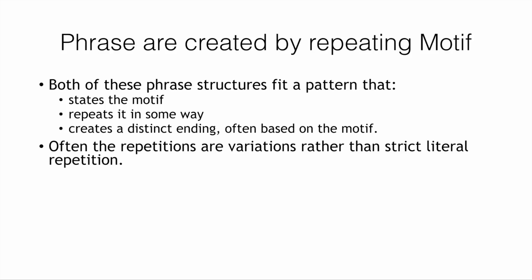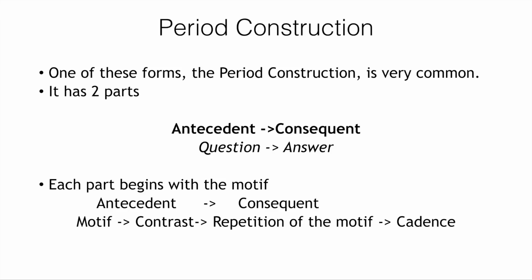When we're talking about repeating the motive, there are lots and lots of different ways in which we can repeat the motive, so it wouldn't be a literal repetition, but it could be. There are lots of techniques that are regularly taught about the different ways of doing varied repetition. One of the types of structure based on repeating a motive is called a period construction, and this is very common. It has a question and answer sort of structure. It's got 2 parts, the question, then the answer.